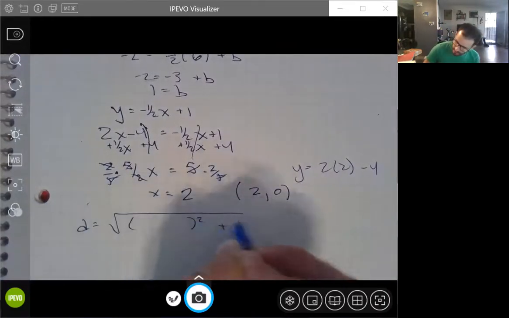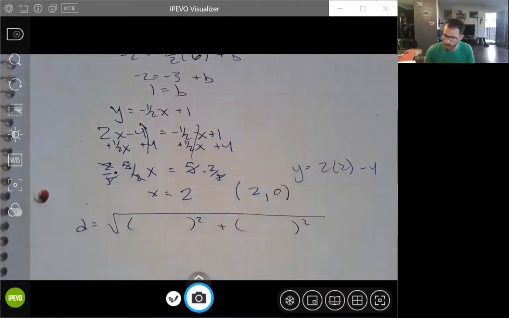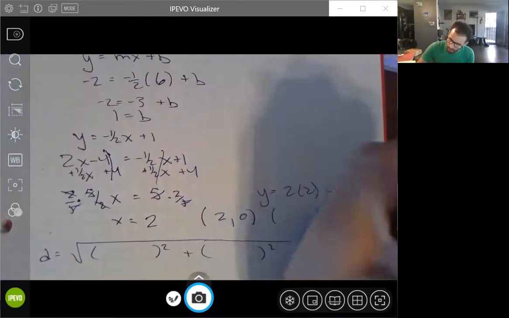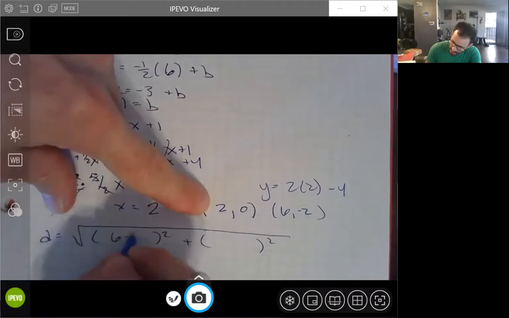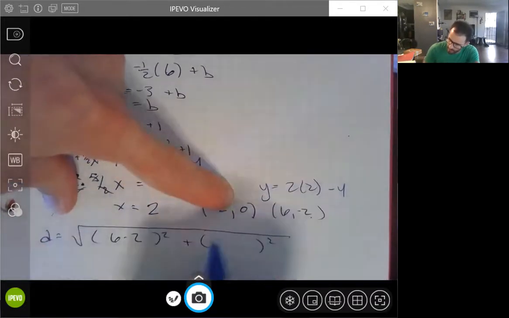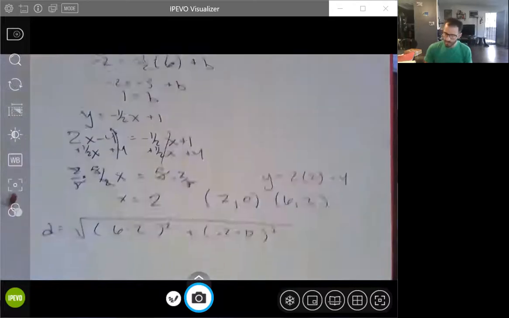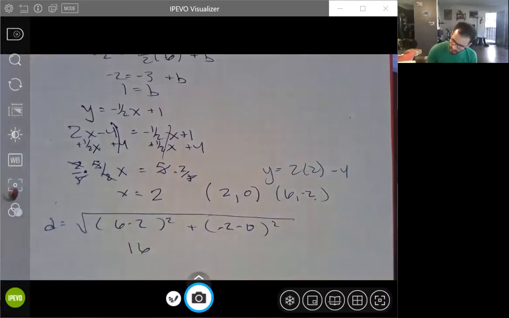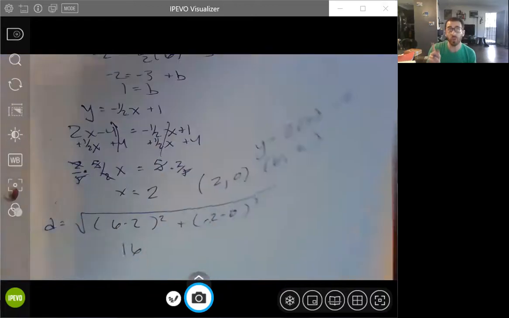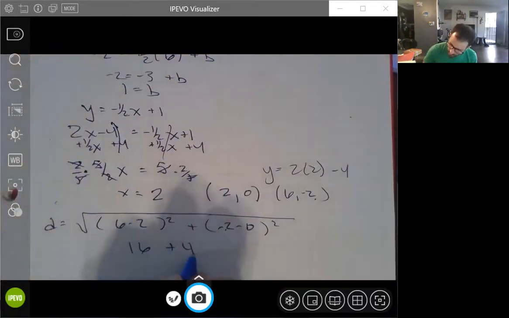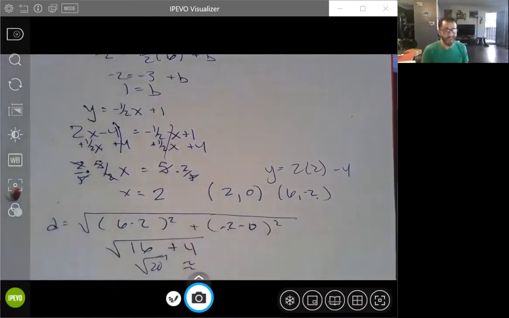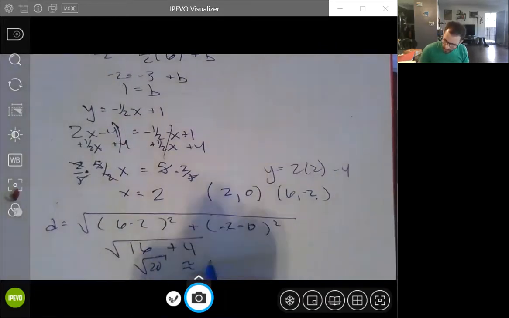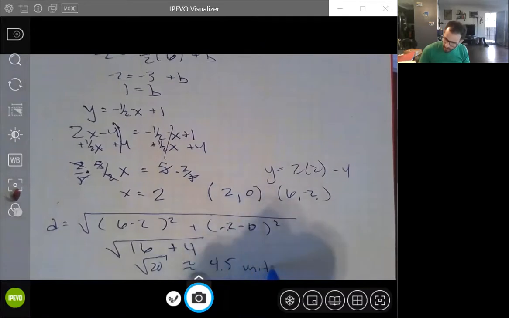It's the difference of the x's plus the difference of the y's. Let me copy down my old point. All right. It's the difference of the x's. 6 minus 2 is 4. It's the difference of the y's. Negative 2 minus 0. 4 squared is 16. Negative 2 minus 0 is negative 2. Negative 2 squared is 4. Oh, and we get the square root of 20. Square root of 20 is not something you're going to tell someone for a distance. Plug it into a calculator, and we get about 4.5 units.